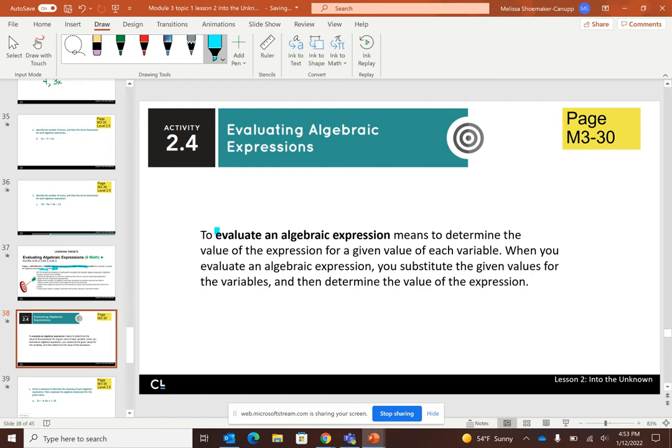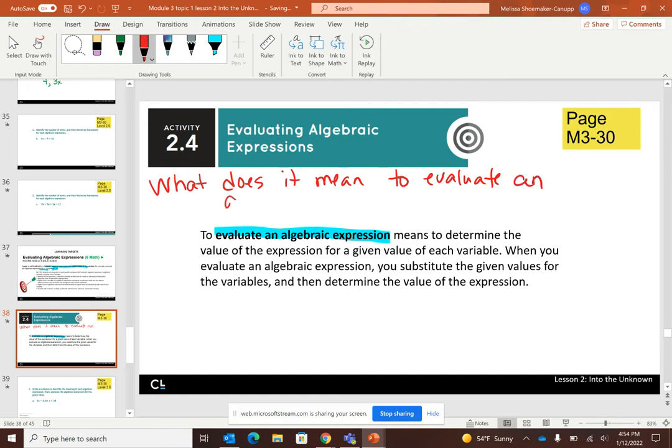M330 is the page. One more vocabulary word so far. Evaluate an algebraic expression. So what does it mean? To evaluate an algebraic expression.